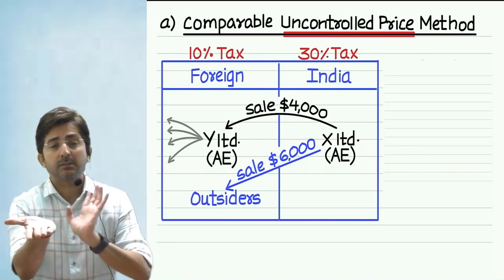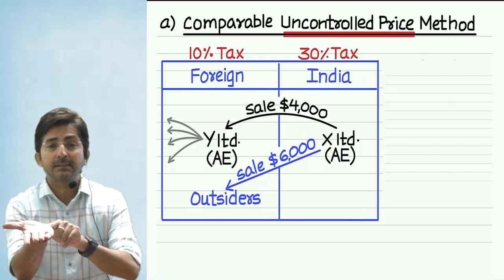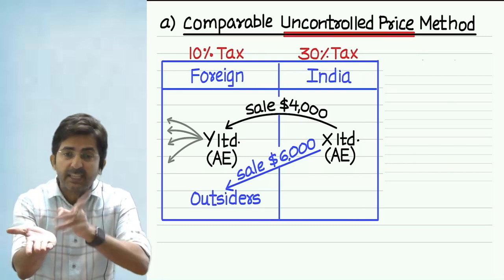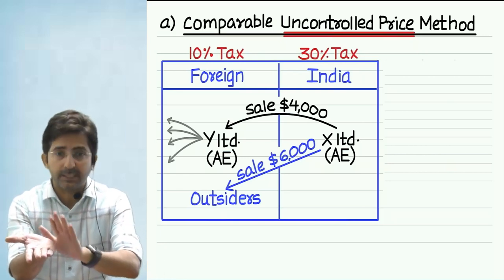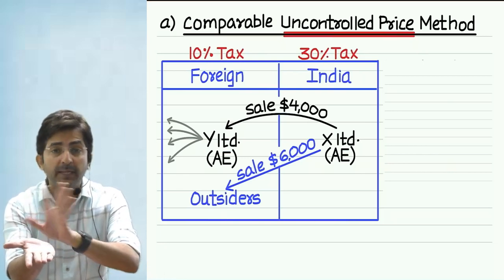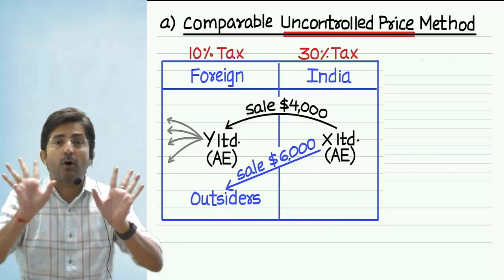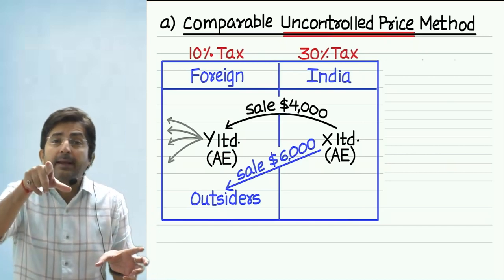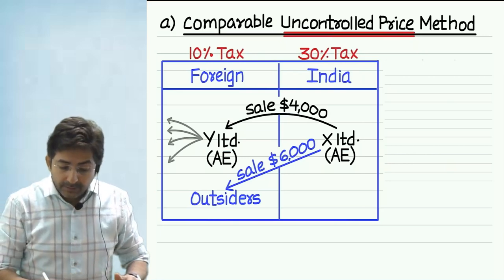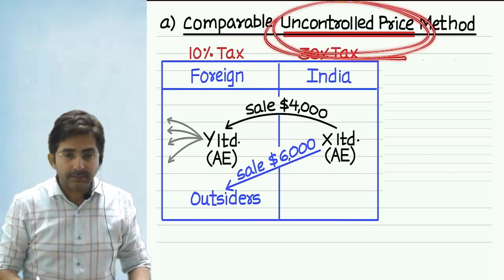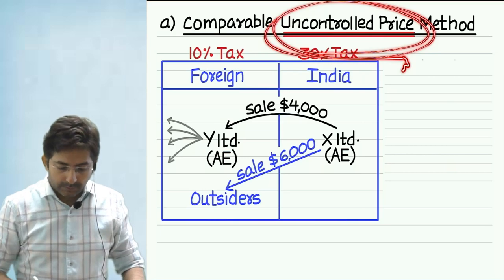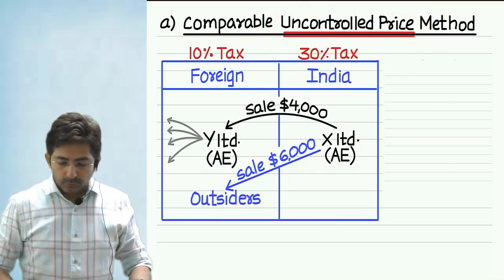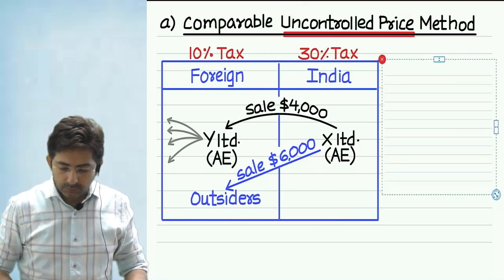Don't touch the price charged to the associated enterprise on whom we are cheating. Sorry, on whom we are not trusting. The price of cheating should not be adjusted. Whatever adjustment you want to do, whether plus or minus, you have to do that in the uncontrolled price. And in my example, what is the uncontrolled price? 6,000.